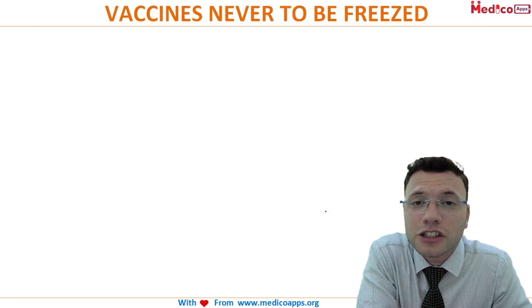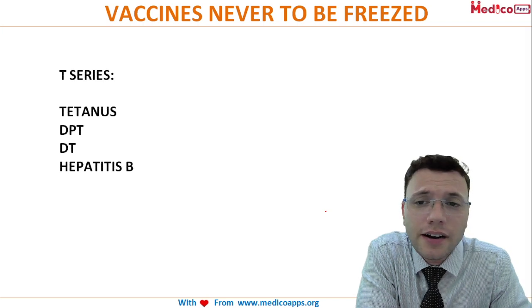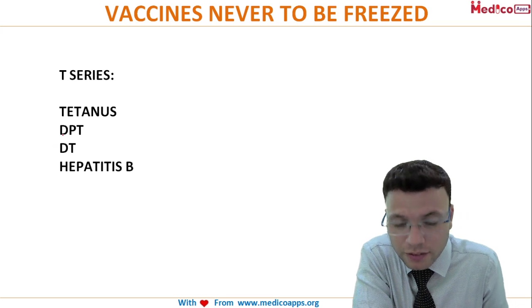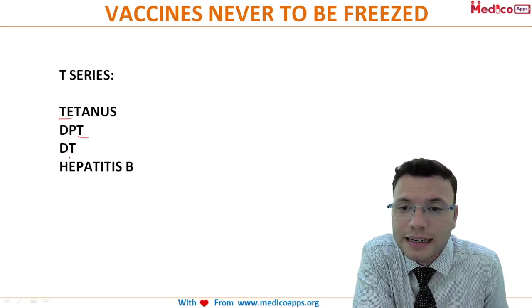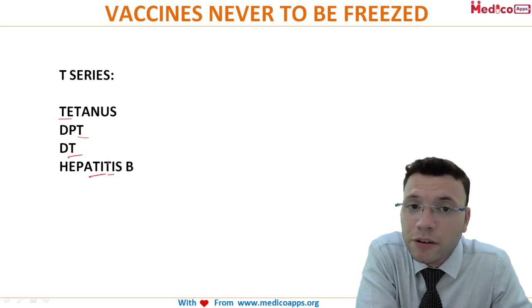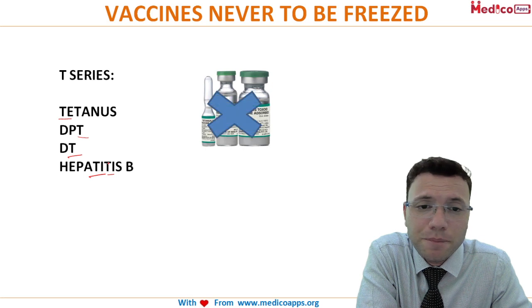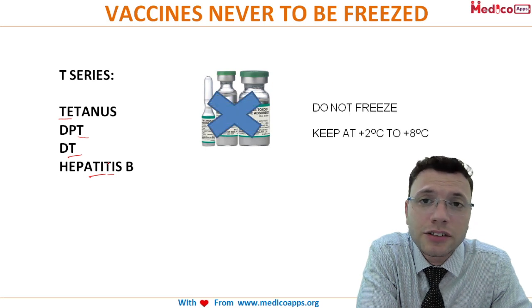The vaccines, special for you, I have created this: vaccines never to be frozen are the T series. The ones with T in their name shouldn't be frozen. So tetanus, DPT, DT and hepatitis B. All these should never be frozen. Okay. So ideally the temperature is to be +2 to +8 degrees centigrade.